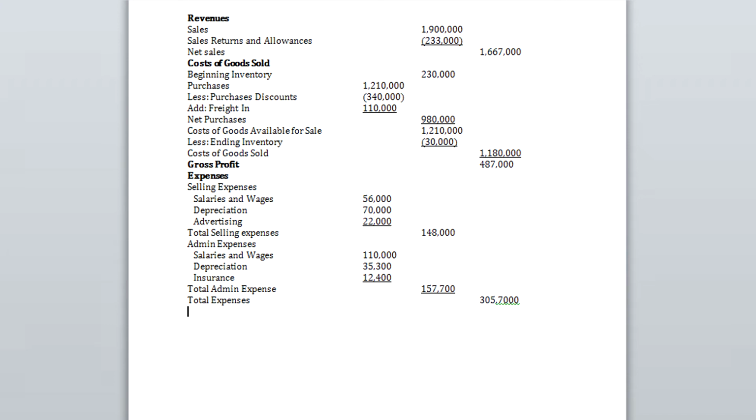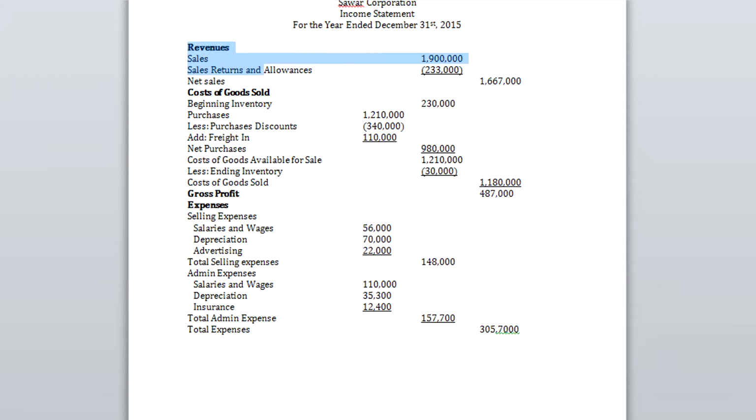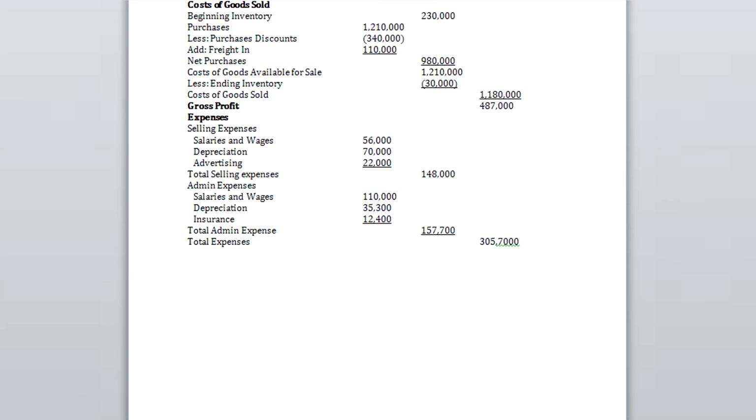Okay, so as I mentioned, these revenues are operating revenues. These expenses are operating expenses. Therefore, the next thing we calculate is our income from operations, which is simply our gross profit minus our operating expenses.